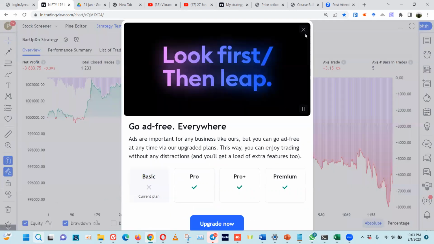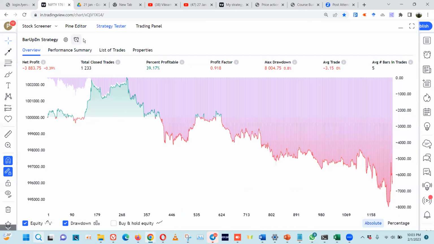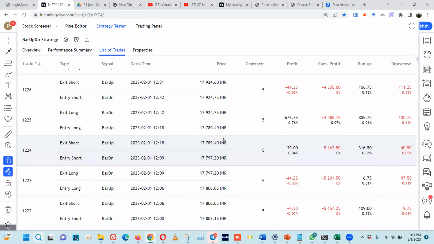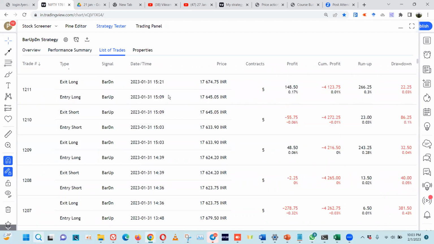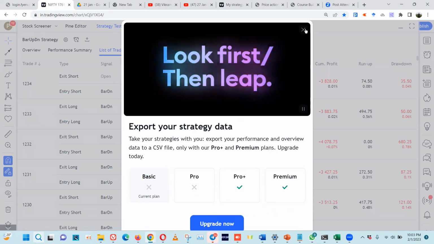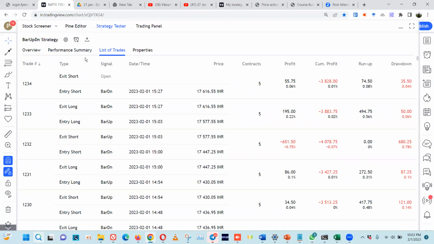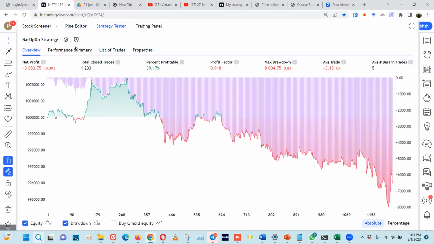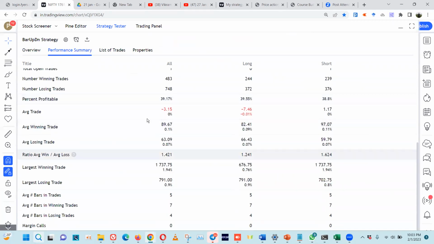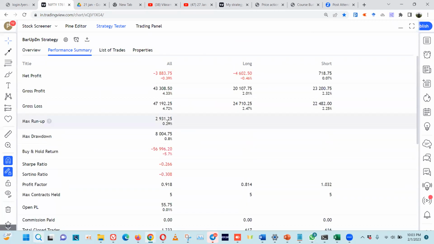I'm checking just any random. Yeah, for taking the data on Excel, you need the paid version. But for everything else, you don't need the paid version. As you can see the performance, you can see the list of trades, and everything is available there. I think export data is also, no, export data is not available. So we cannot export data if we don't have the paid version. Otherwise, everything else is visible here and you can do all these testings from here.